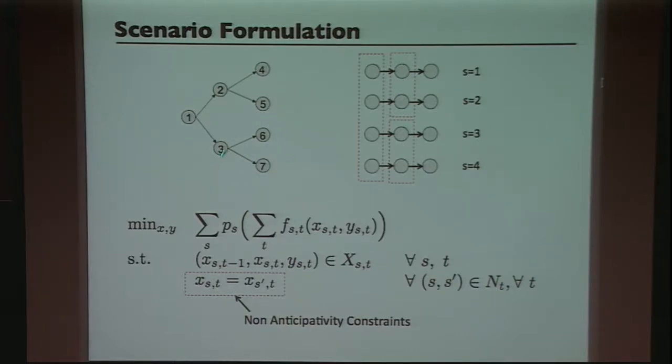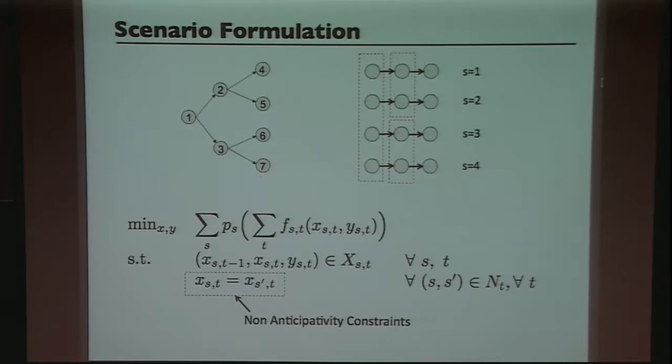For example, here, for scenario 3 and scenario 4, I don't know which one it is going to be at this time period. In stage 2, I do not know. So I would write x3,2 should be equal to x4,2, because I cannot differentiate between them. Is that okay? So this is a completely equivalent formulation of the problem.